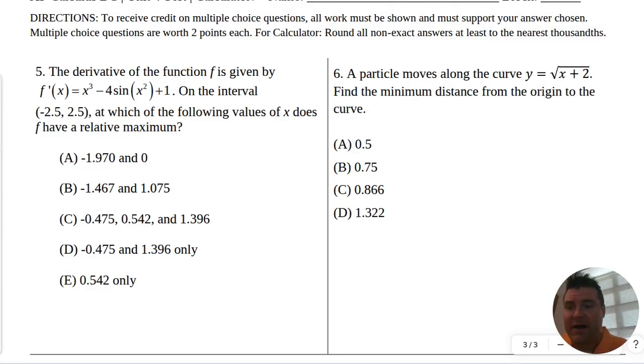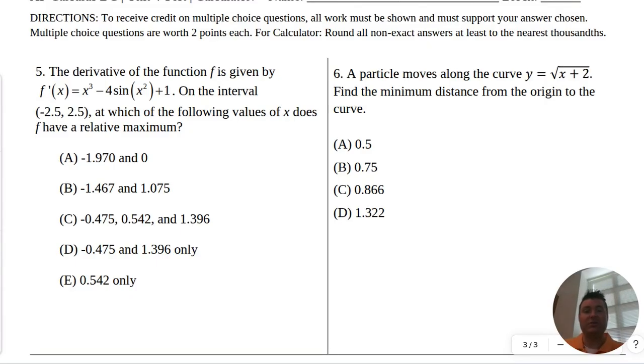Here we go, number 5. The derivative of the function f is given by f prime of x equals x cubed minus 4 sine x squared plus 1 on the interval from negative 2.5 to 2.5. At which of the following values of x does f have a relative maximum?